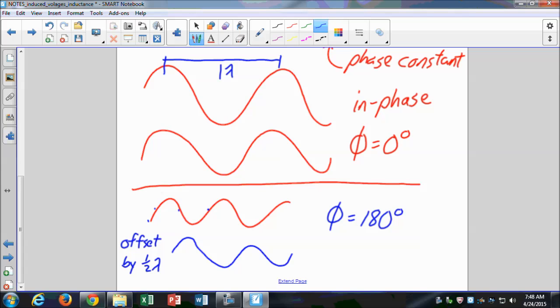Hopefully this will make more sense when we get into phasors, because you'll see physically what these angles mean. But this just says how these two waves are oriented with respect to one another. If one of them is offset, then the two waves have a phase angle. If they're both in line, so that the peaks line up with the peaks and the troughs with the troughs, then they're in phase.